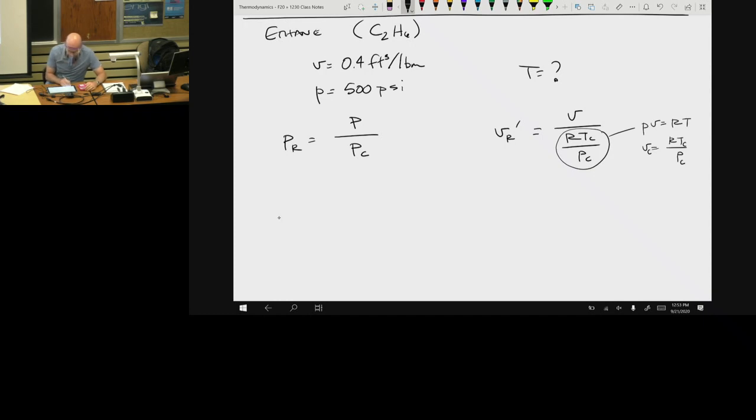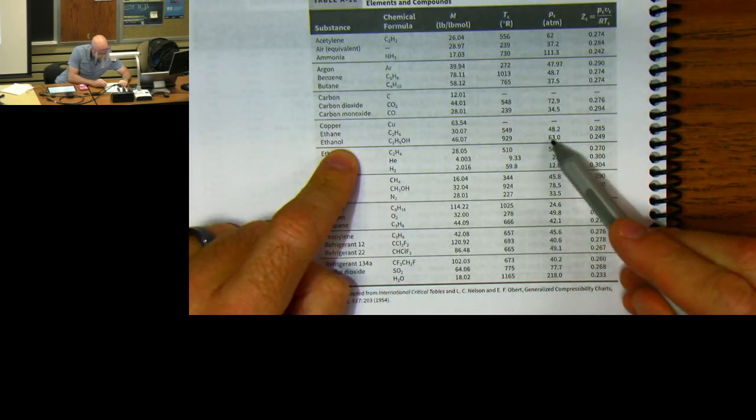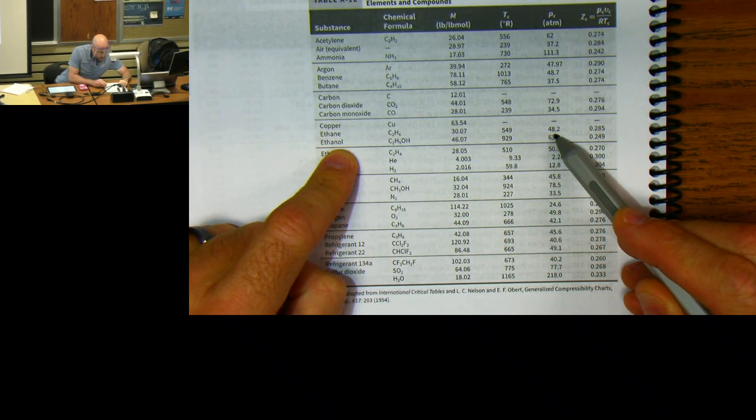Let's talk about this now. PR, the reduced pressure, is going to be the pressure, which is 500 psi, divided by the critical pressure for ethane. So let's briefly look here, and let's get this information. The critical pressure for ethane is going to be 48.2.